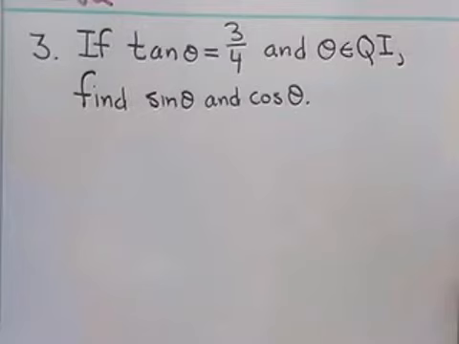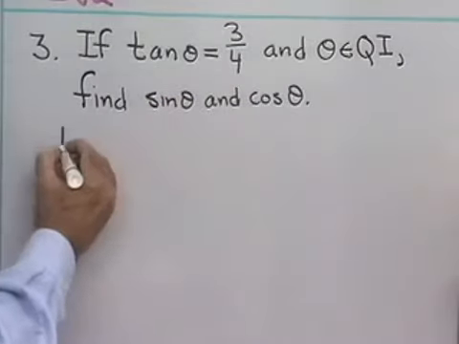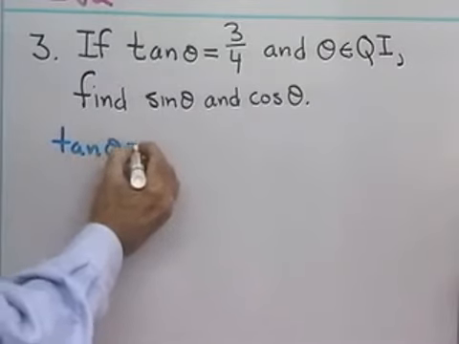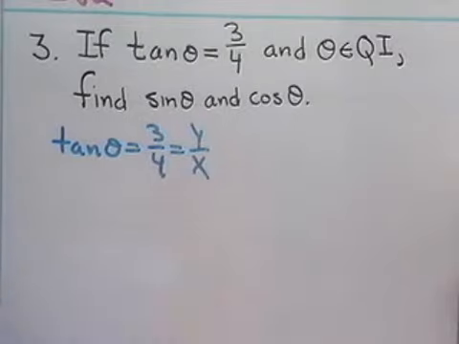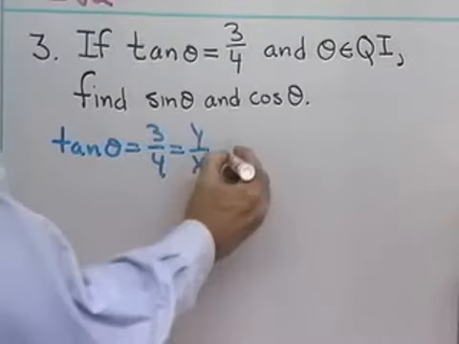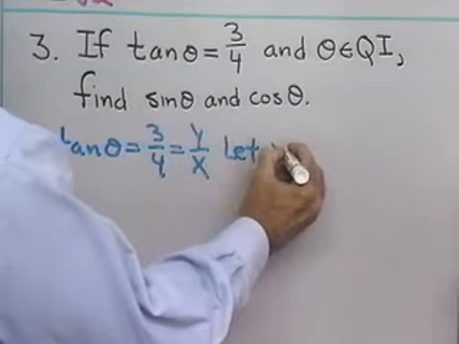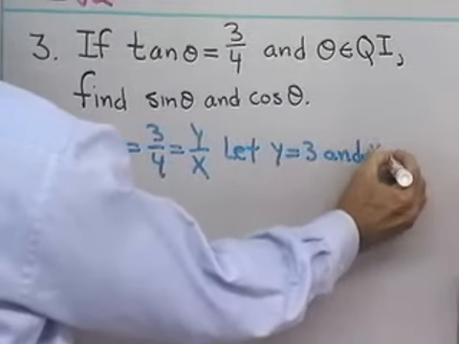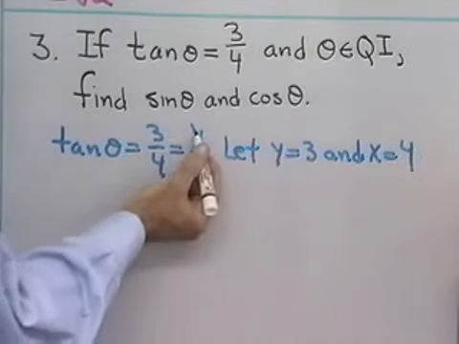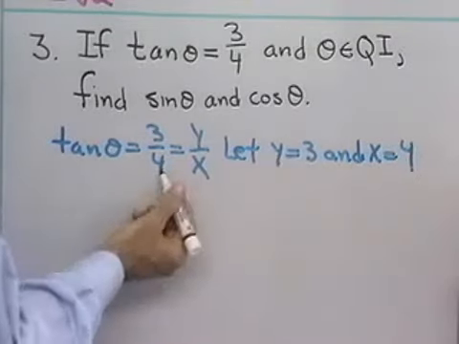So there isn't any more to it than that, but you do have to memorize those definitions. Here's our last problem. If tangent theta is equal to 3/4 and theta belongs to quadrant 1, find sine theta and cosine theta. Well, if tangent theta is 3/4, I know by definition that that's the ratio of y to x. So I can say, if I want, let's let y be equal to 3 and x be equal to 4, and then I'll have two numbers whose ratio y to x is going to be 3 to 4.